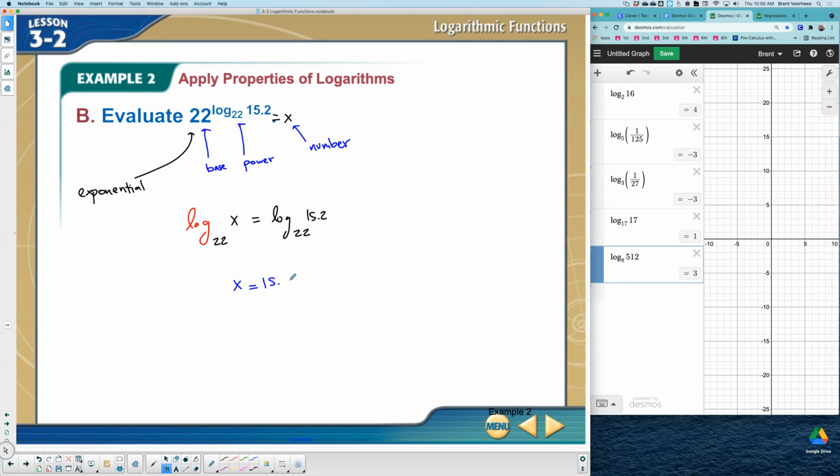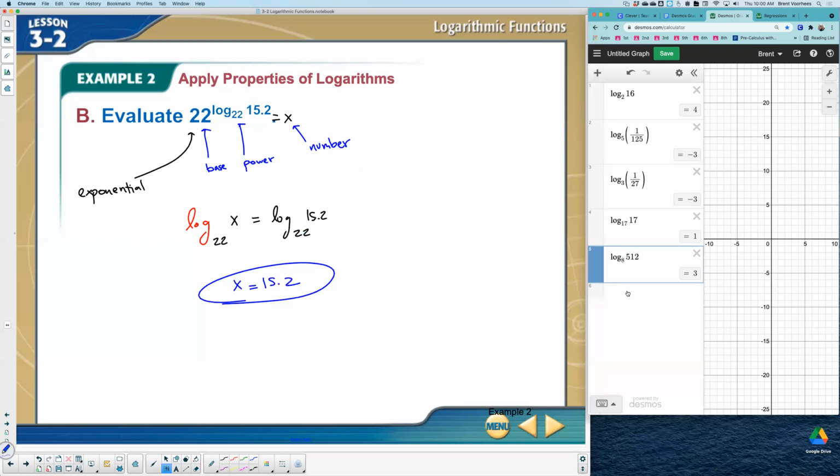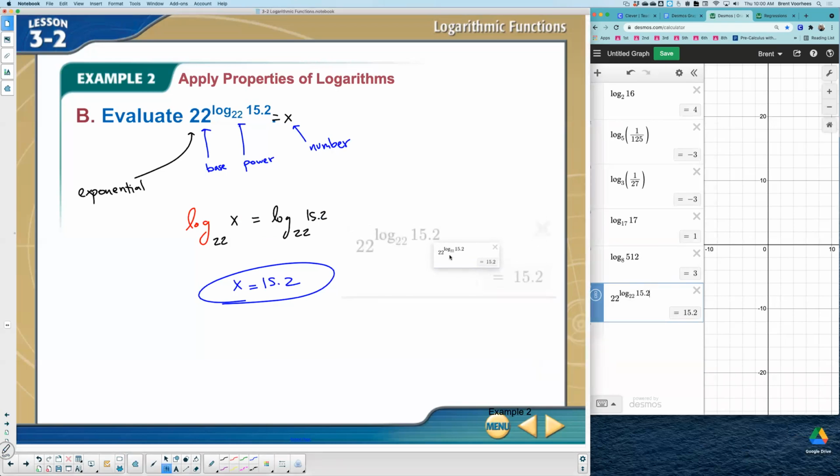Technically, we can see it. You haven't learned yet, I think it's actually next class, that is called a one-to-one. It's a property of logarithms that if one log with one base equals another log with the same base, then the number values are equivalent to each other. That's technically a property that you haven't seen yet. But now let's just check it. I'm going to type this in. 22, shift 6 goes up high. Log, shift minus goes low. Base 22 of 15.2. Calculator says 15.2.